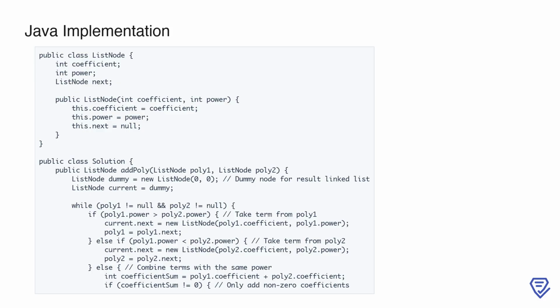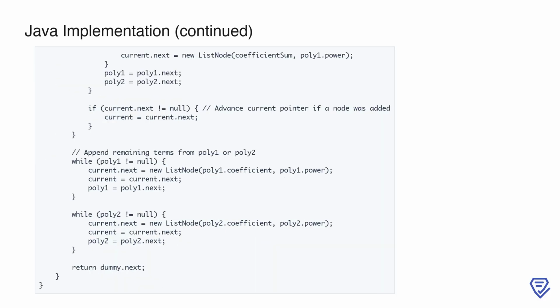However, if the powers are equal, we add their coefficients together. If this sum is non-zero, we create a new node with the combined coefficient and shared power, ensuring that only meaningful terms are added to our result. If a node was added to the result list during any iteration, we update the current pointer to point to the newly added node. Once one of the input lists is fully traversed, we handle any remaining terms from the other list. This is done using two separate while loops.